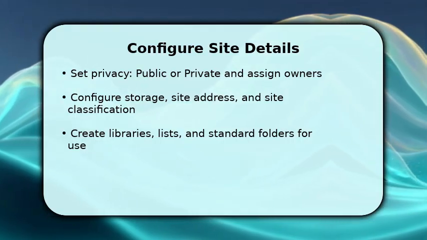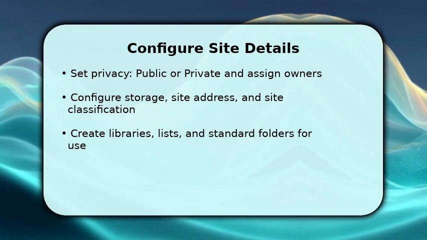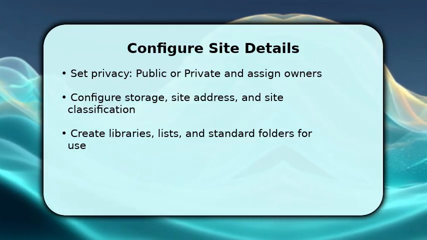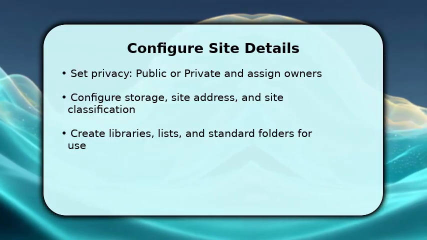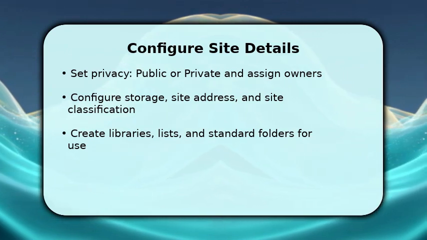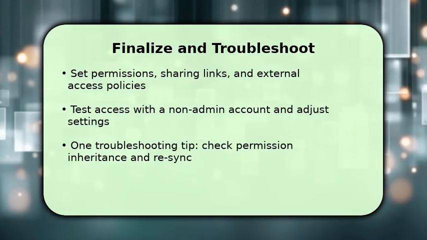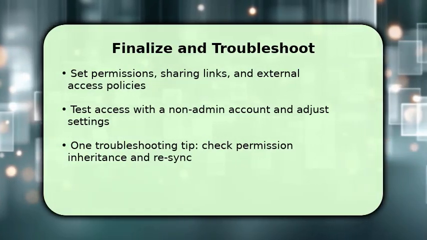Once done, create core document libraries, lists, and standardized folders so users have a consistent workspace. Make sure to enable versioning and default metadata, because that prevents data loss and improves searchability. You finish by tightening permissions, set group roles, configure sharing links, and decide on external access to match governance.